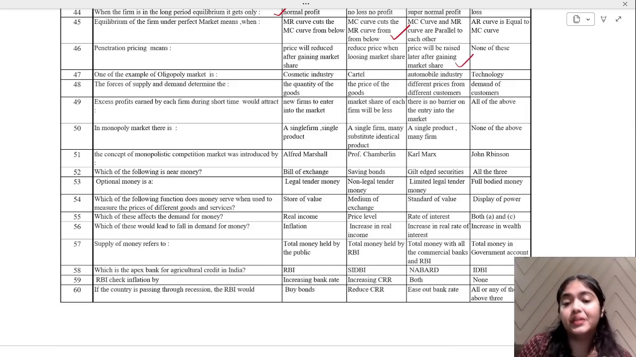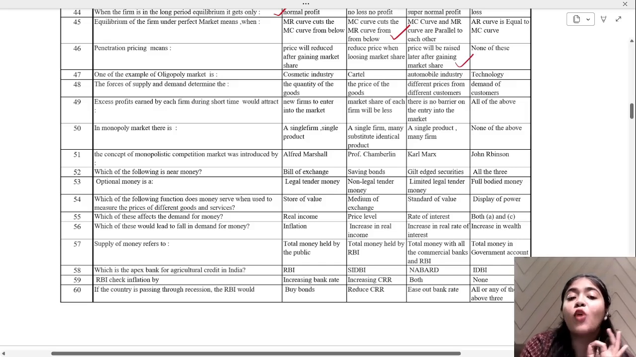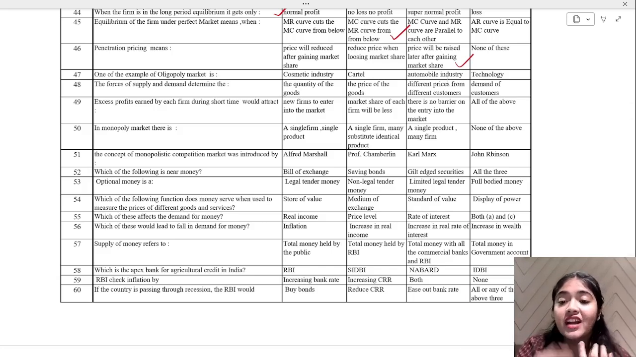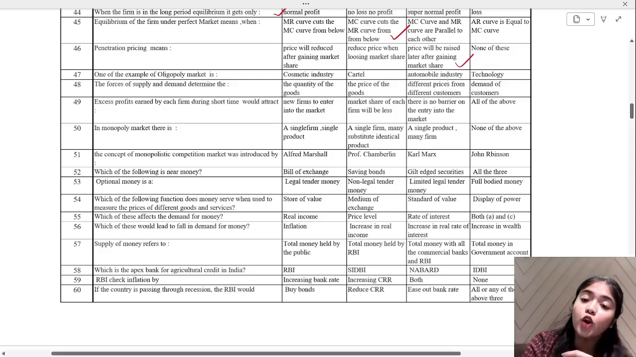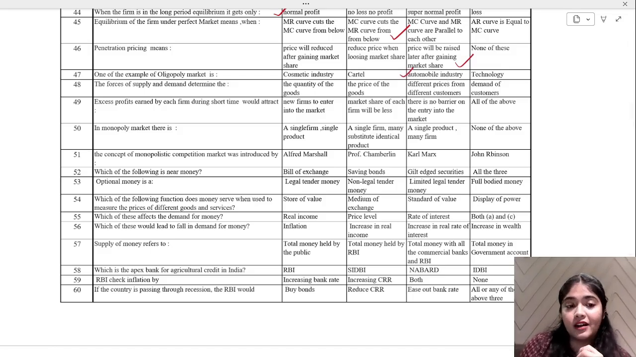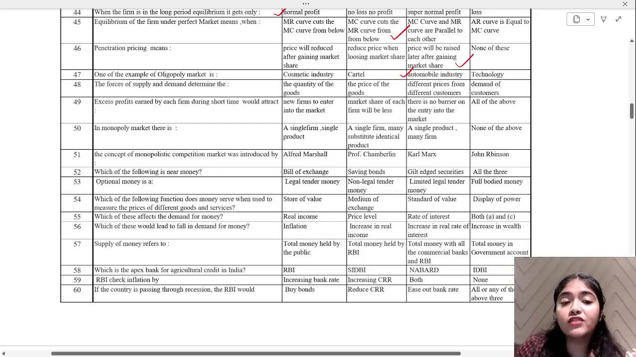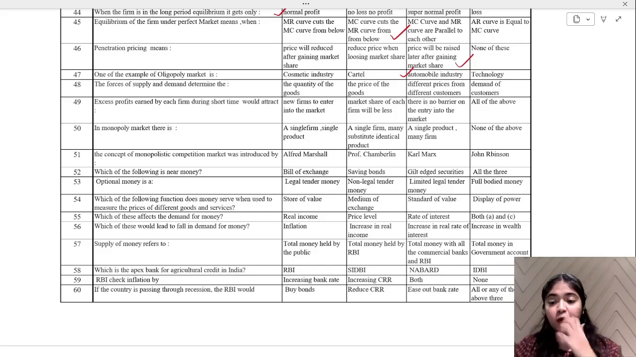That's option number three. Now, one of the examples of an oligopoly market. Remember all those examples: cosmetic industry, cartel, automobile, or technology. What do you think is the example of this industry? Yes, we are waiting for your answer. Yes, that is correct, the automobile industry. It is an oligopoly market. The forces of supply and demand determine what? The quantity of the goods, price of the goods, different prices from different customers, or demand for customers. It will determine the price of goods, option number two.